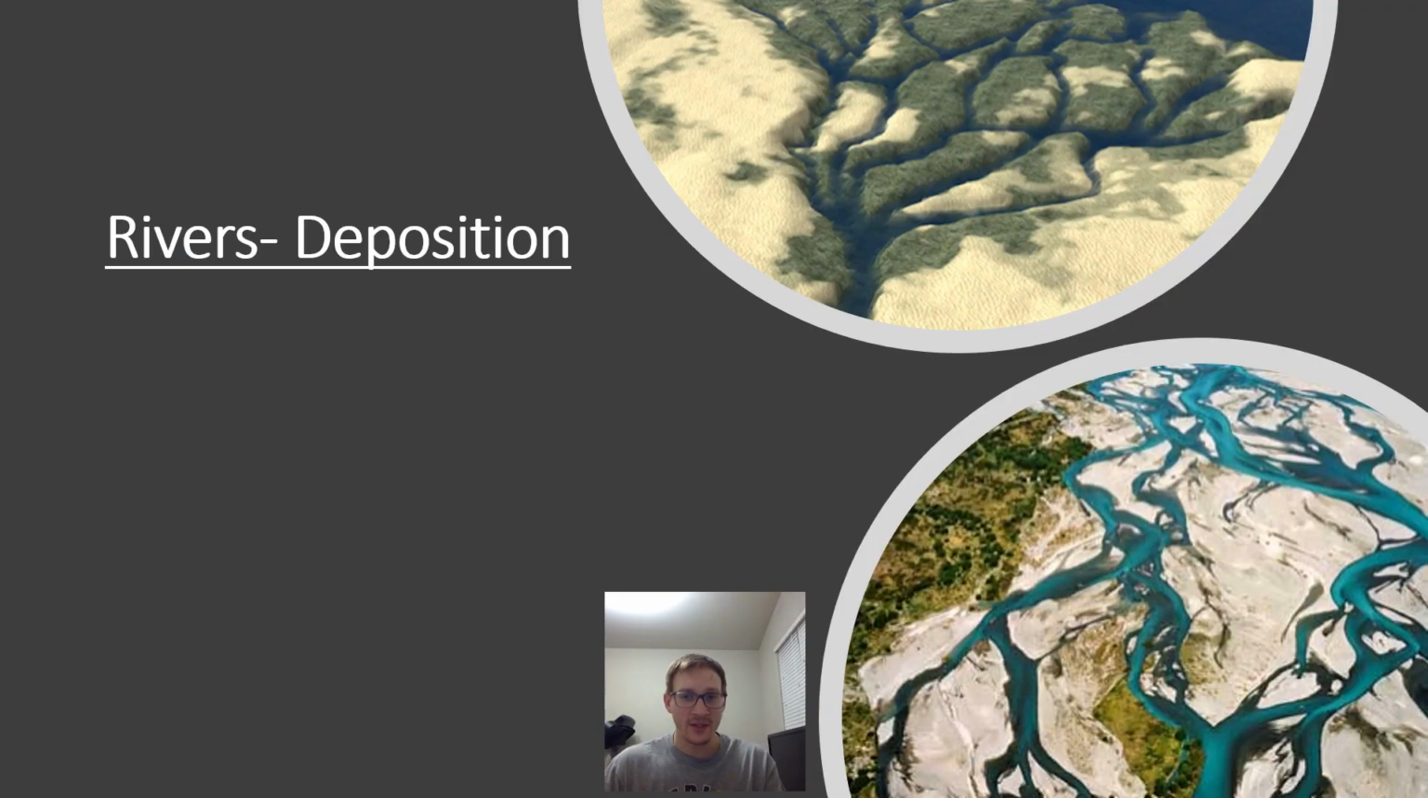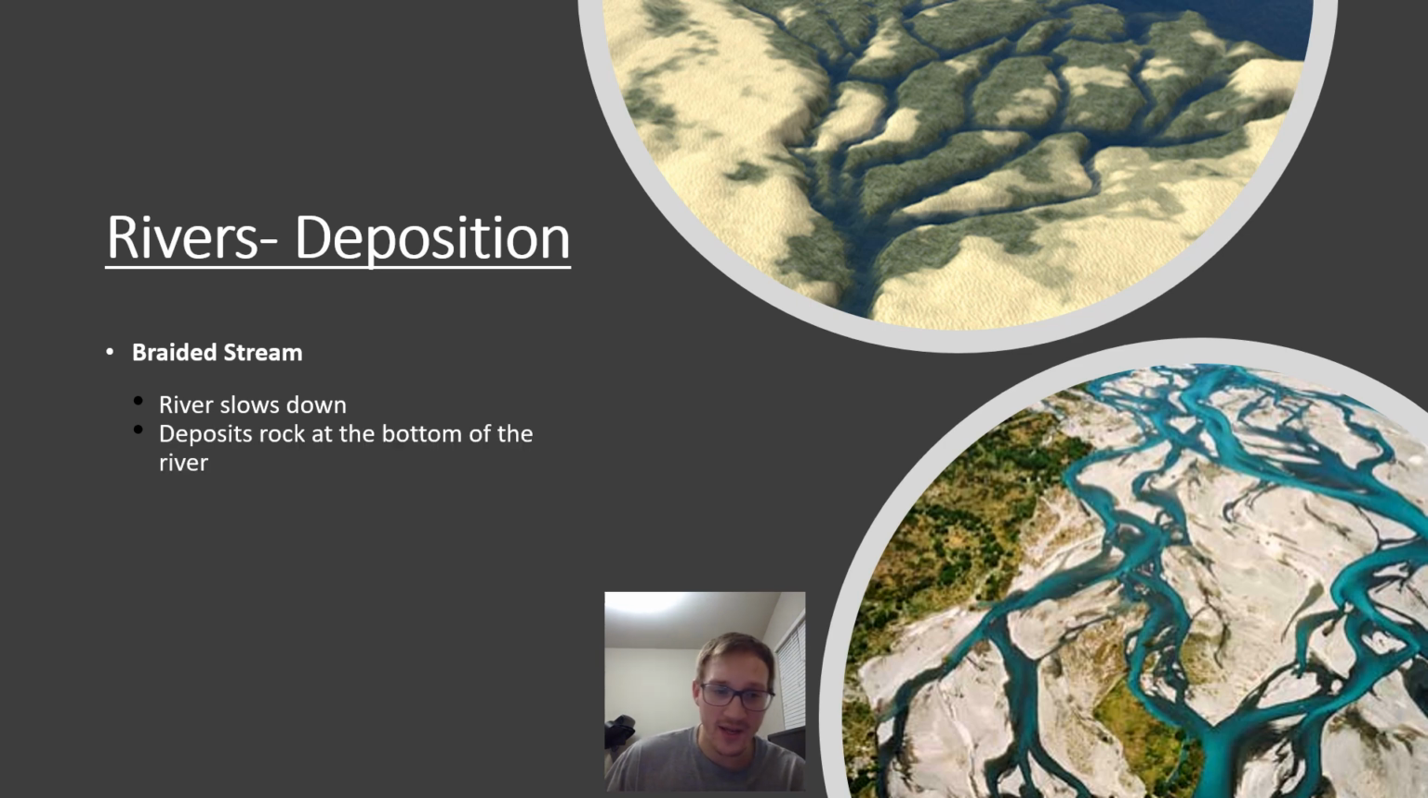All right, so let's look at the different types. We have braided streams. So the river slows down, deposits rock at the bottom of the river, and it divides up into several braids. This is the bottom right picture, the one over on the bottom right of your screen. And as you can see, this river is depositing a lot of its sand, and what ends up happening is that there's only these narrow streams that end up as a result.